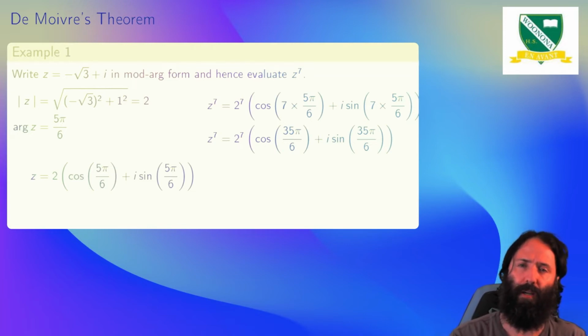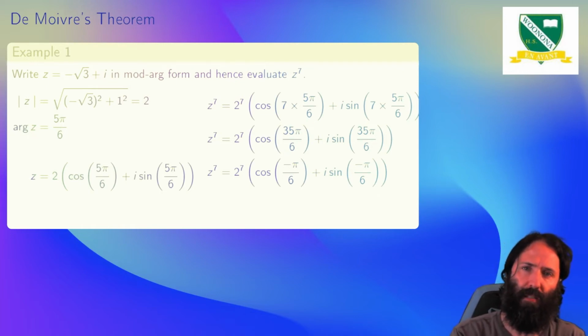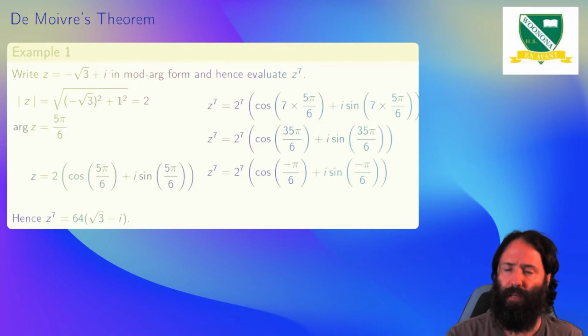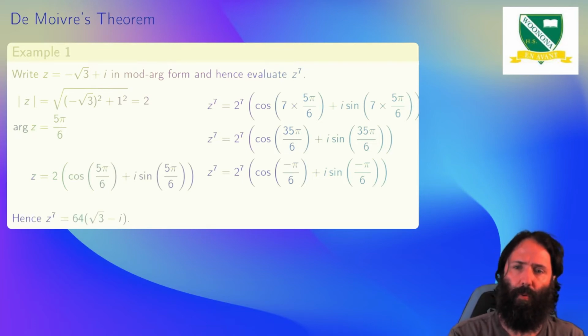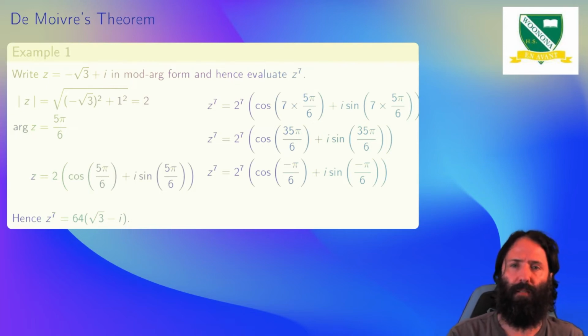So we've got to keep subtracting multiples of 2 pi to keep coming around the circle to get as simple as we can. And if we do that, keep subtracting 12 pi on 6, then we end up with the argument actually being negative pi on 6, the principal argument being negative pi on 6. And if we then evaluate what that is, so we actually work out what cos of negative pi on 6 is and what sine of negative pi on 6 is, then we get that z to the 7 is 64 times root 3 minus i.